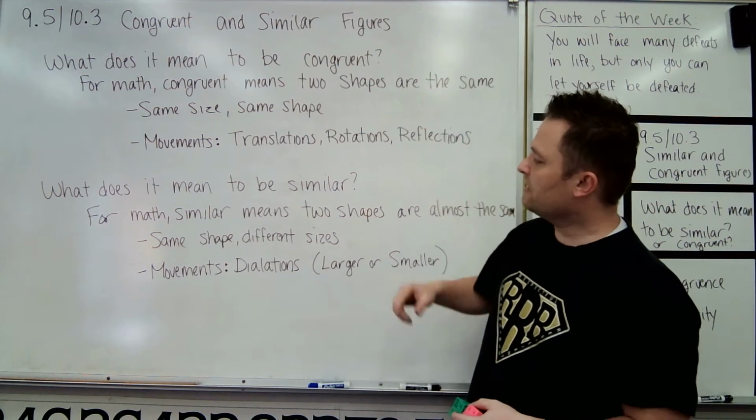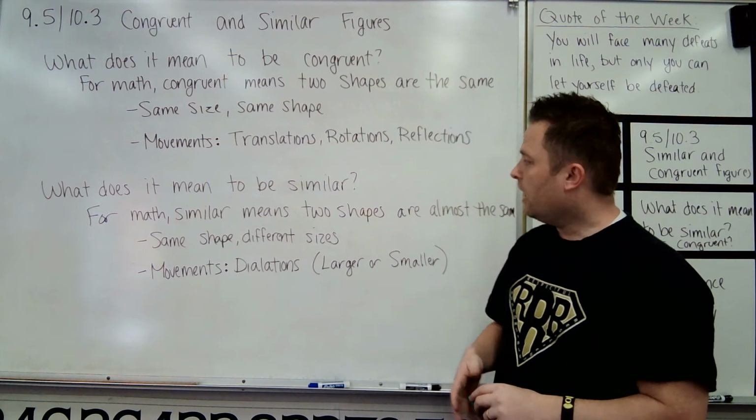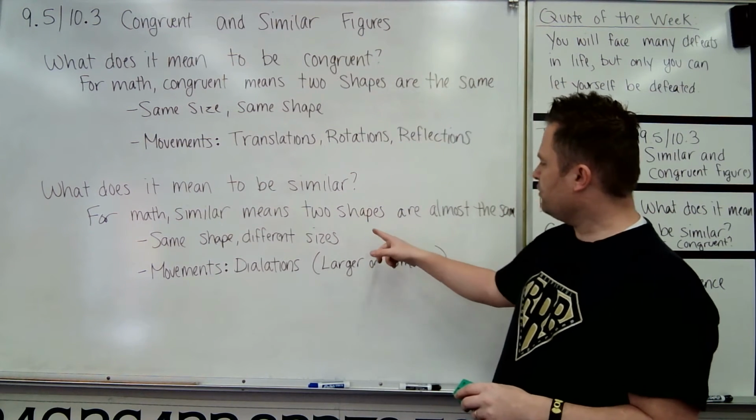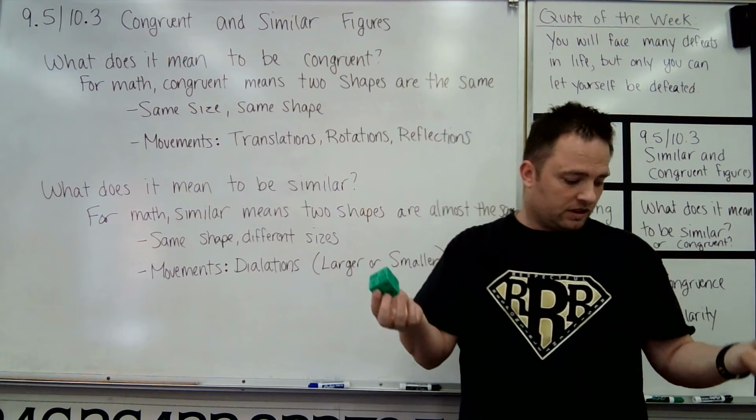Now, what does it mean to be similar? Well, these two shapes are the same other than their color. To be similar, it means the two shapes are almost the same. These are exactly the same. What does it mean to be almost the same?